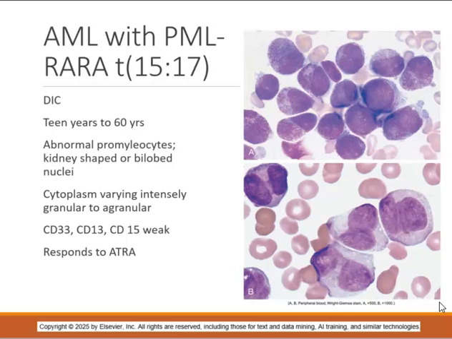But they are like bilobed. They've got a kidney shape. They're really weird looking. So the cytoplasm in those is pretty agranular, where the ones on top have a lot of granules. The most common one is the one at the top, the granular one. Their CD markers are 13, 33, and 15, but that's usually not too strong. And it responds to what's called ATRA treatment, which is arsenic trioxide and retinoic acid treatment. Responds really well.